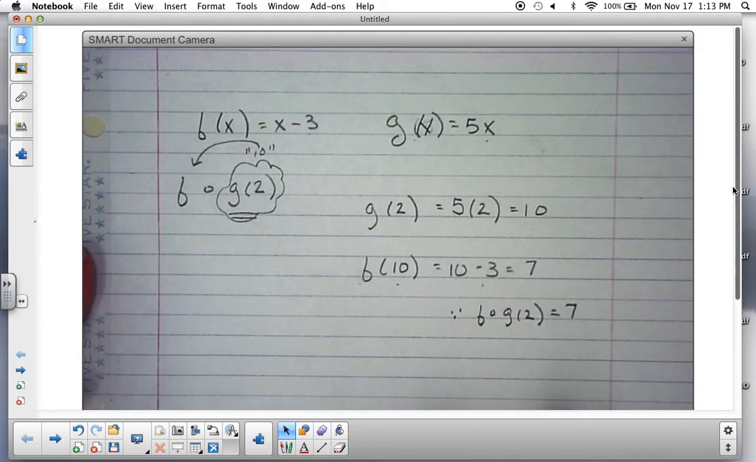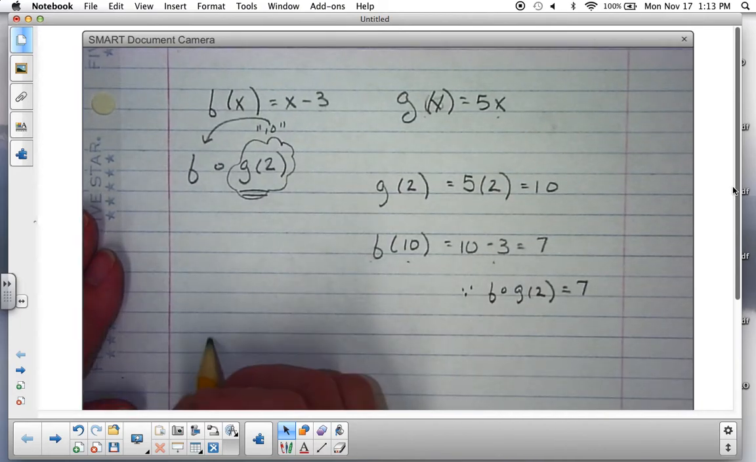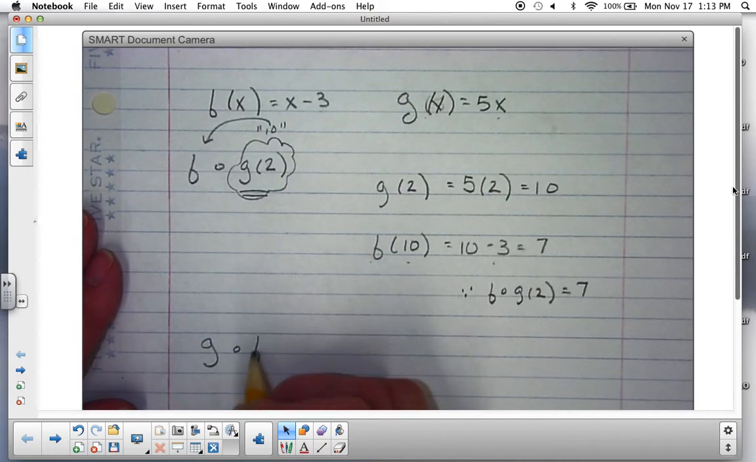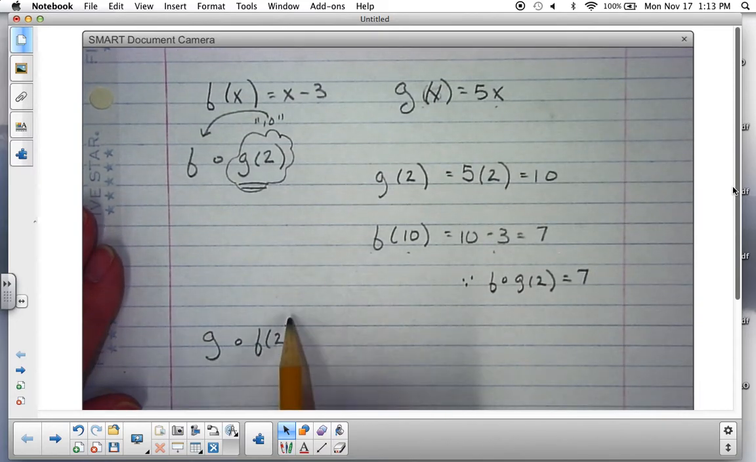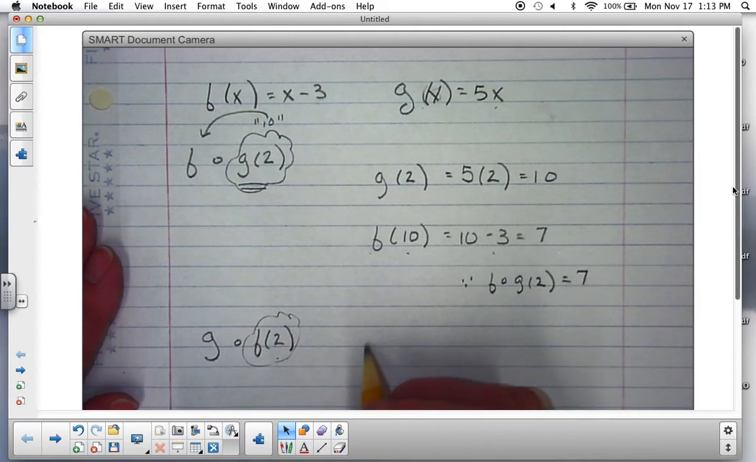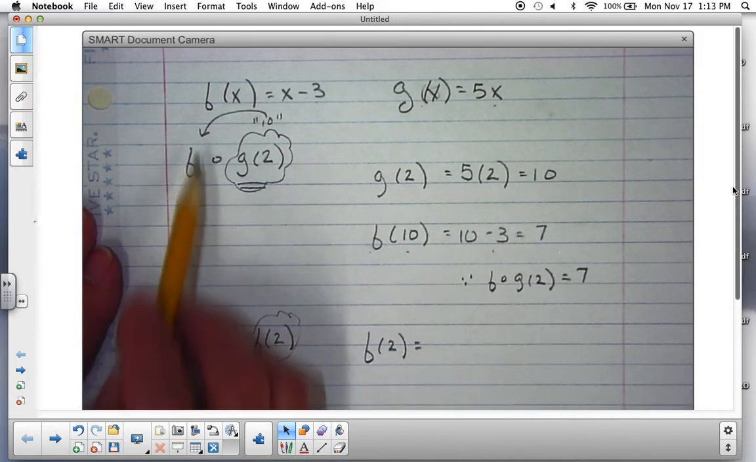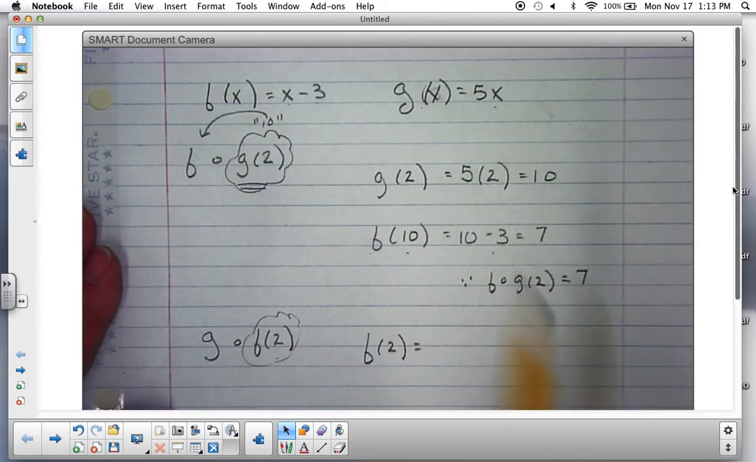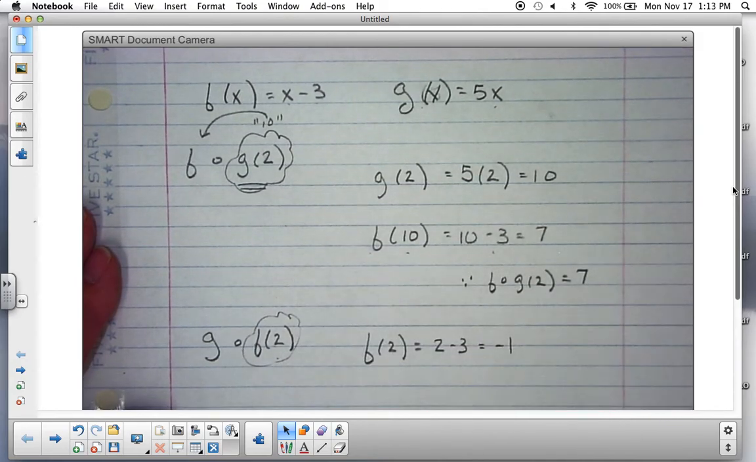As long as we have these two functions already defined for us, let's at the same time do the flip. Let's do g composed with f of 2. So I've changed the order. That means, again, since we always start on the right, we're going to evaluate this first. We're going to find f of 2. So f of 2 means go up to function f and just substitute a 2 right there. I get 2 minus 3, which is negative 1.